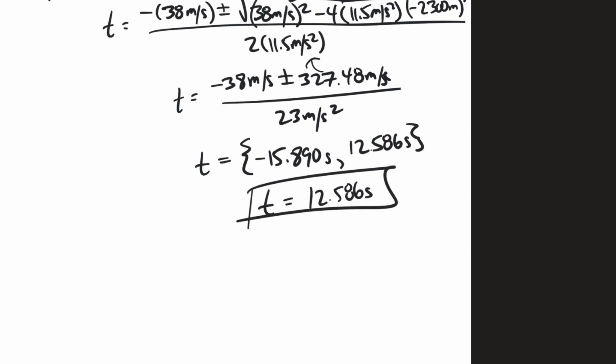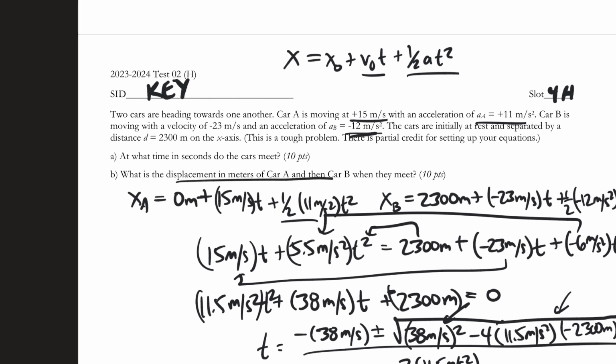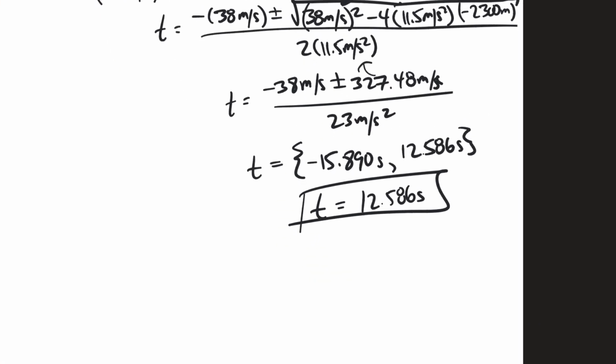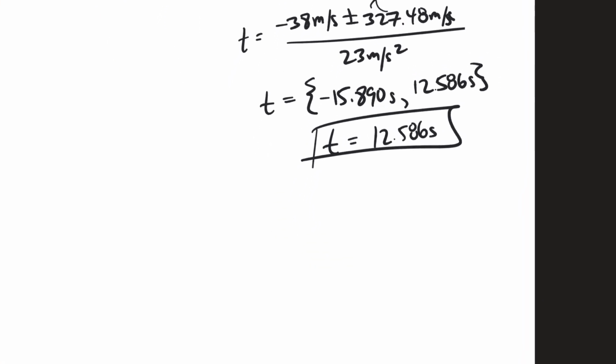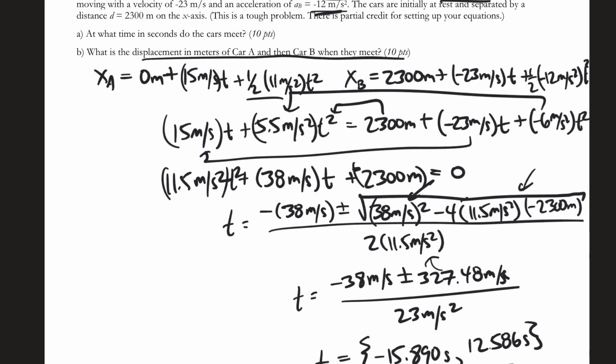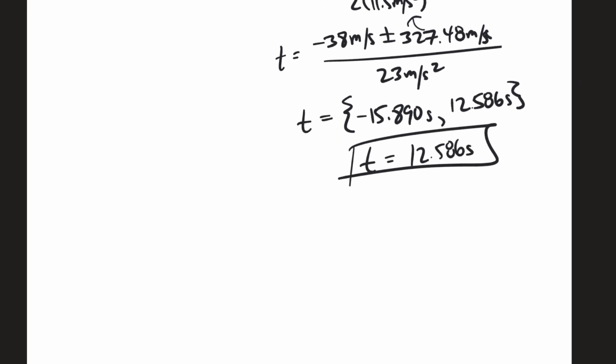Okay, so now the second thing I wanted: what is the displacement in meters of car A and car B when they meet? I was thinking about asking what their speed is when they meet. That would be interesting, not even really a different problem, but a little bit easier calculation, right? You just do V equals V naught plus AT. Anyway, now we're going to do this equation right here, but I'm not worried about the initial condition for either of these. All I want to know is how far did they travel.